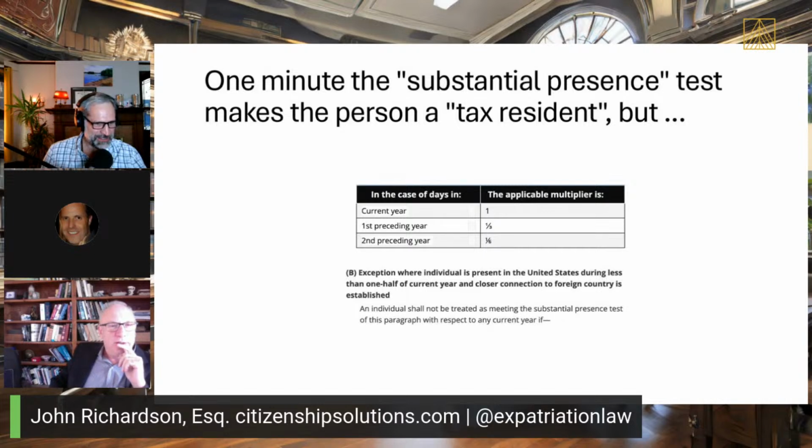So what we're about to learn is how somebody who spends an awful lot of time hanging out in the U.S., but has a closer connection to another country, is not going to be treated as a U.S. tax resident. Keith, I have a question for you. Do you know of any group of people that spend no time in the U.S., have a clear closer connection to another country, but don't have this benefit, and they're still always treated as U.S. tax residents? Have you ever heard of such a thing?